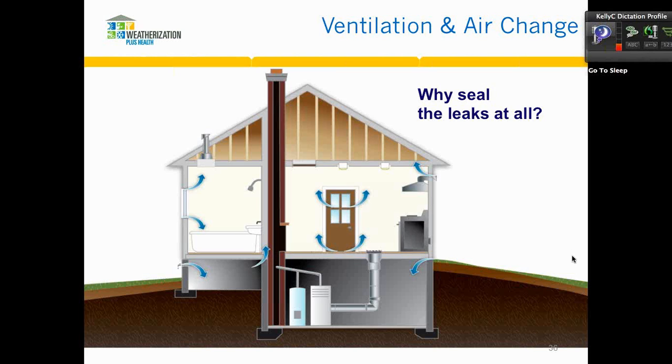But it's because what we want is thermal control of the house. And when we leave those leaks, we don't have thermal control. Those blue arrows show cold air leaking in, and then it gets warmed up in the house, and the red arrows are showing that nice conditioned air leaking out of our building. And we don't know where that air coming in is coming from.